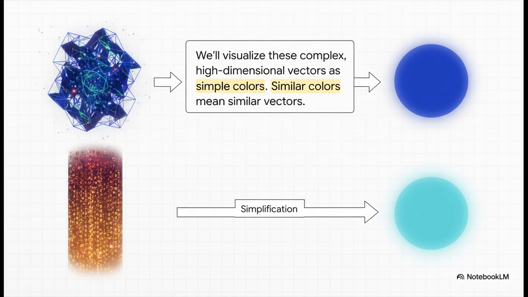Now, these embedding vectors aren't just a few numbers. They can be thousands of numbers long. They exist in this high-dimensional space that's basically impossible for our brains to picture. So, to make this easier to grasp, we're going to use a simple analogy. We'll represent each vector as a single color. And the rule is simple. If two colors are similar, it means their underlying vectors are similar. It's a really neat trick to help us visualize what's going on under the hood.